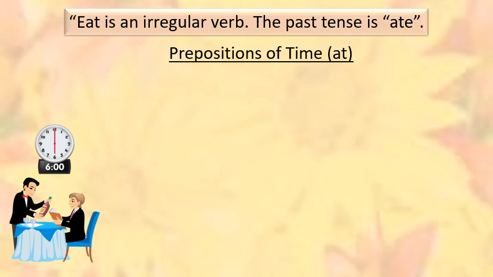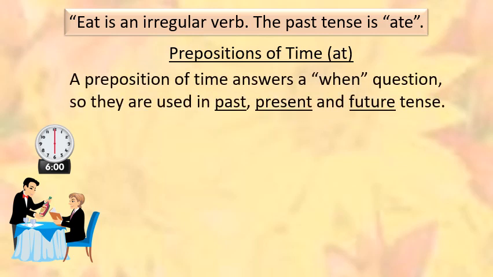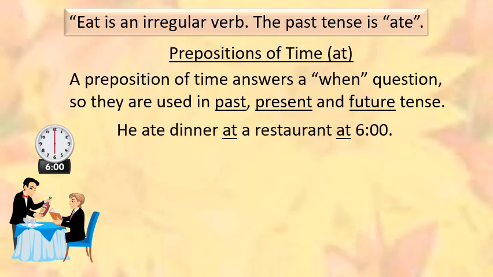Prepositions of time, at. A preposition of time answers a when question, so they are used in past, present, and future tense. He ate dinner at a restaurant at 6 o'clock.